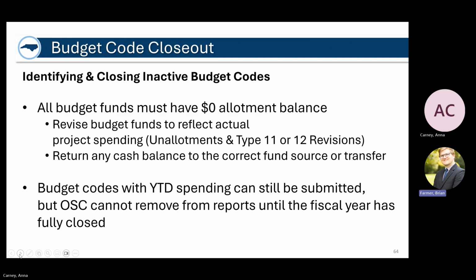A quick note at the bottom here is that budget codes with year-to-date spending, from OSBM's perspective, we can still approve those. We're okay with, if they have year-to-date spending, approving the budget code for closeout, but OSC may hold it up until that shows a 0 for the year-to-date spending. I think there's something on their end where they need the year-to-date to be 0 before they can actually pull it out of NCFS. So just be aware that that is a potential holdup from it being removed from NCFS.